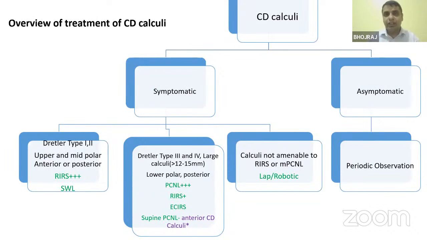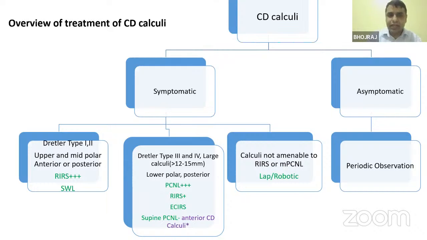So this cartoon or flowchart, I would like to highlight again in summary. Calyceal diverticular calculi, if those are asymptomatic, then go for periodic observation. If symptomatic, then better to have a look on imaging and what is the Dretler type 1, 2, 3, 4, what is there? If Dretler type 1 and 2 and upper and mid polar, irrespective of the anterior or posterior location of the diverticulum, RIRS comes first and shockwave or mini PCNL can come other way.